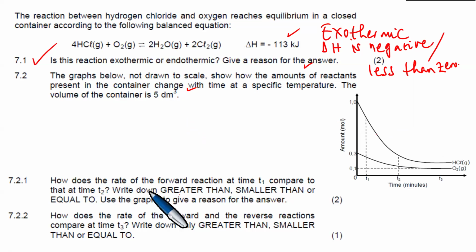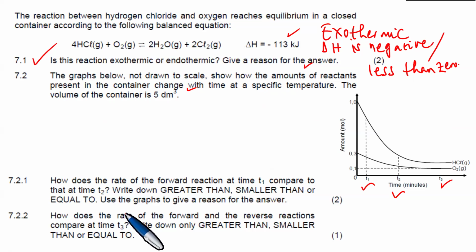How does the rate of the forward reaction at time t1 compare to that at time t2? Write down greater than, smaller than, or equal to. Use the graphs to give the reason for your answer. So now there is time t1 and then there's time t2. Obviously, there's time t3 there as well.